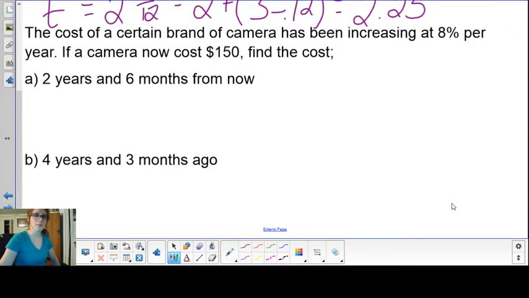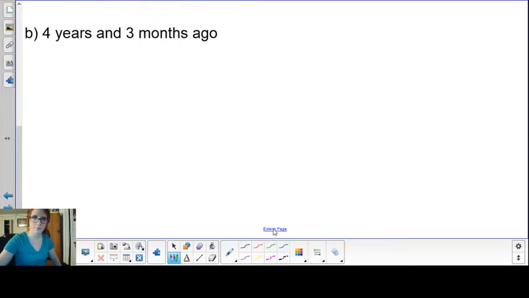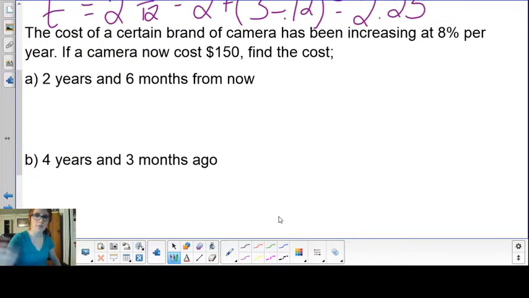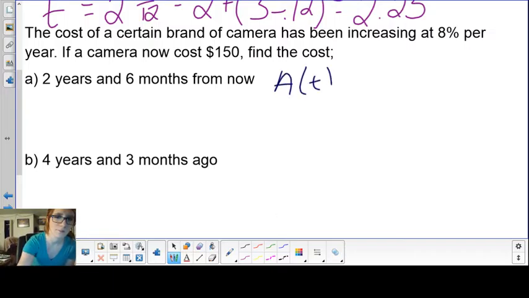Alright, the cost of a certain brand of camera has been increasing at 8% per year. If the camera costs $150, find the cost 2 years and 6 months from now, and then 4 years and 3 months ago. So, if I have my rate of 8%, that's 0.08, I'm going to have 1 added to it. So my initial problem is A of t is equal to 150 times 1.08 to the t.